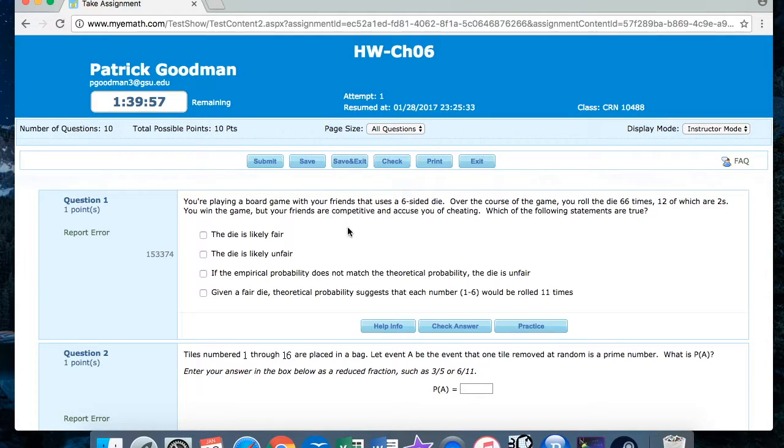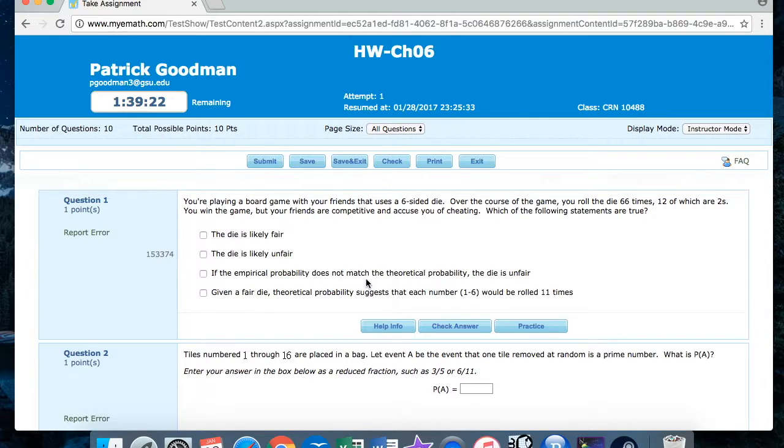So which of these options seems the most likely? We can say the die is likely fair. We don't really know this for sure. It could be that the die is not fair, but we don't have enough evidence to really support this. And we don't know if we can say the die is likely unfair either. These two are kind of the crazy options that you shouldn't go with. But down here, these two seem more reasonable. Given a fair die, theoretical probability suggests that each number 1 through 6 would be rolled 11 times.